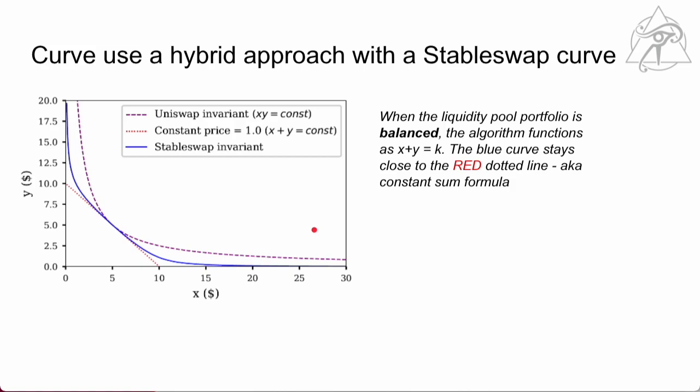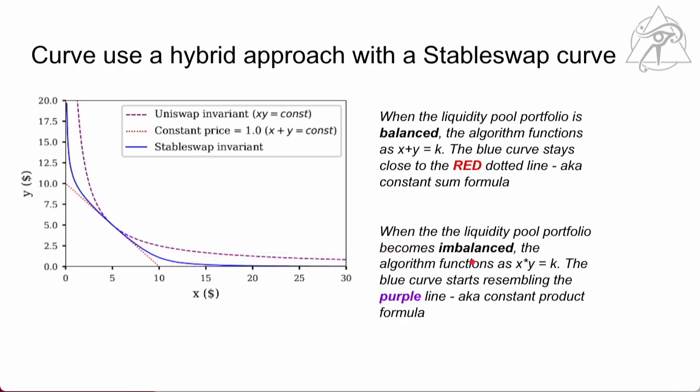So Curve solves this problem by using a hybrid approach with two formulas. Number one is x plus y equals k, and another one is x times y equals k. This blue line over here is the Stableswap curve. When the liquidity pool is balanced, the algorithm functions as x plus y equals k, so you can see the blue line mirrors closely the red dotted line. This is also known as the constant sum formula. When the liquidity pool becomes imbalanced, the algorithm starts to function as x times y equals k. Now you can see the blue curve starts to resemble the purple dotted line. This is also the constant product formula.